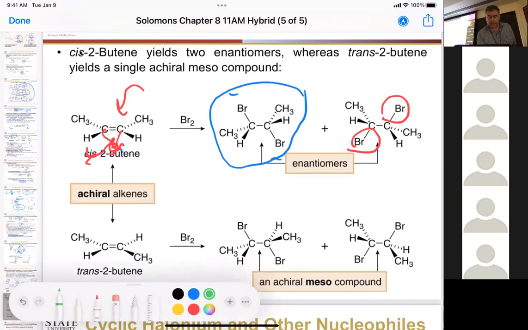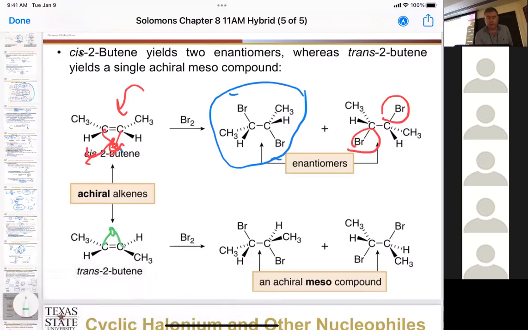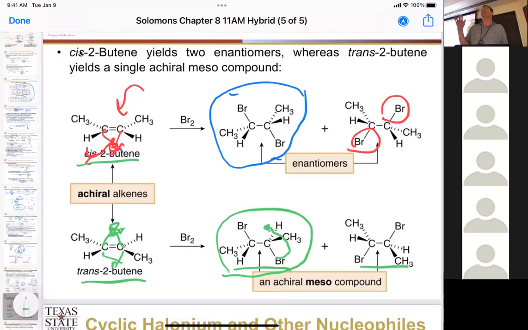Okay, so now we have the trans, and if we do the halonium ion on the top here, it's going to give us this one right here. And if we did the halonium ion on the bottom, it's going to give us this one here. Okay, but what's wrong with that? If we rotate this bromine up to this place right here, we now have a mirror plane. And so the trans-butene can give a meso compound. The cis-butene gives a racemic mixture of enantiomers.